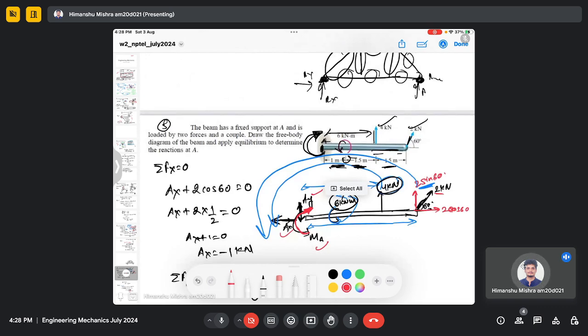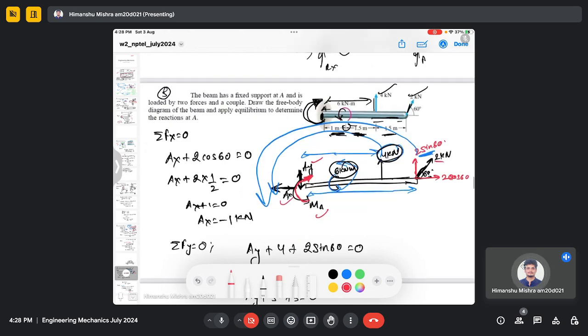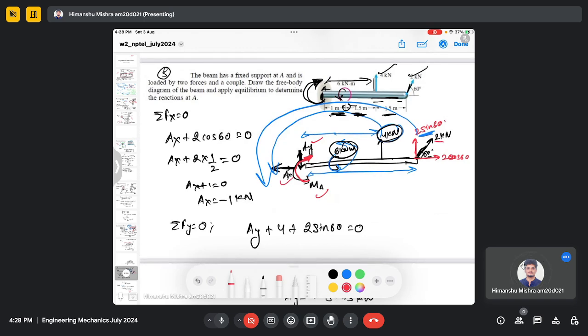So just to recap, we have given the beam and we need to find the reaction forces here. So there will be two reaction forces and one moment for the fixed case, and we use the equilibrium condition to find these reaction forces as well as the moment. So any doubt here?